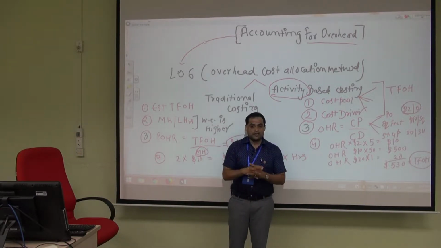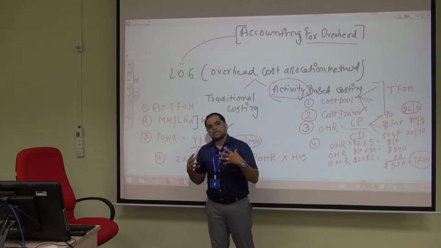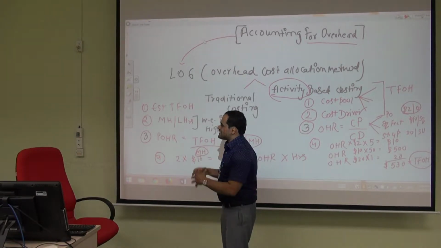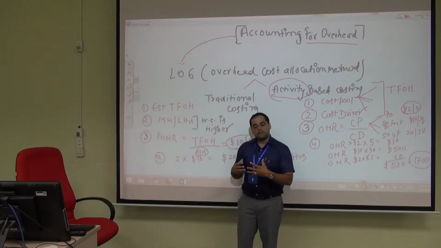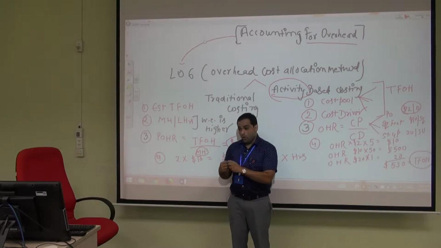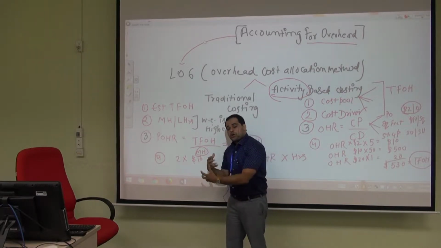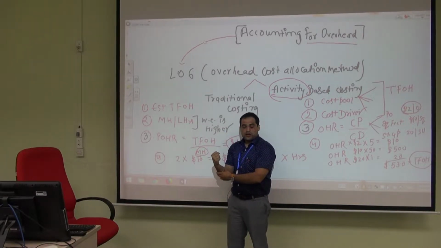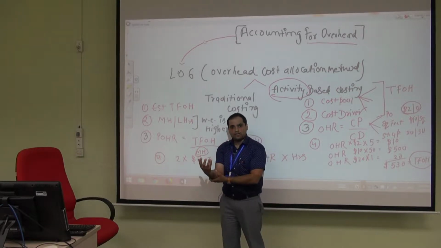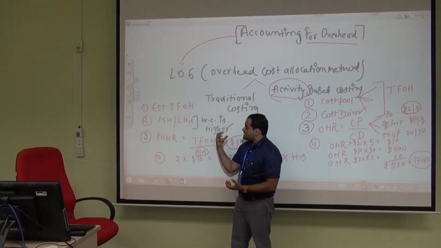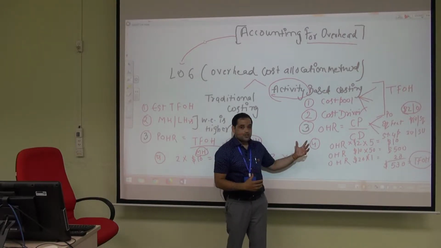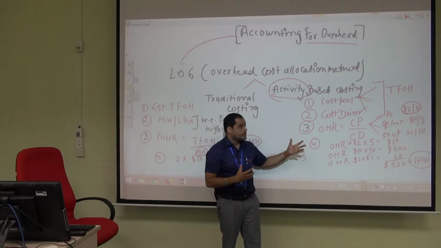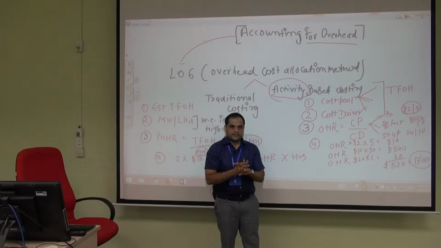As I said in the beginning of the lecture, it depends upon the nature of the company. If your company is a small company, you have fewer activities going on to produce the product. You have one or a few activities. In that case, you will apply traditional costing. But if your company is large, you have various activities. In that case, you will apply activity-based costing.